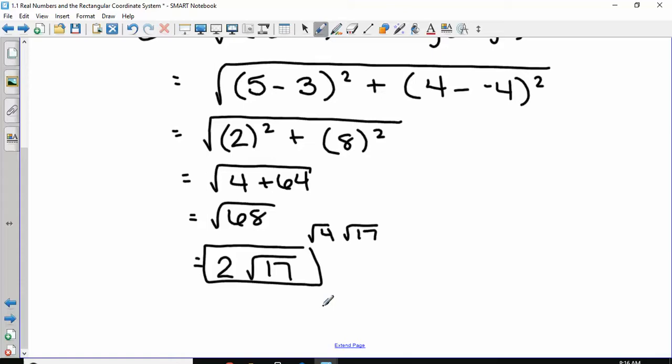Are you guys okay with the distance formula? Do we need more examples of plugging that into the formula? Once you plug it in, it's just a matter of order of operations and then breaking down the radicals like we were doing on our last test.